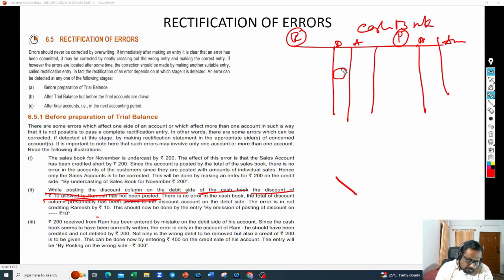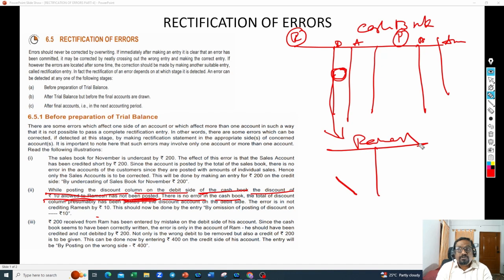The discount of 10 rupees allowed to Ramesh has not been posted. There is no error in the cash book. Sorry, it is entered in the cash book, but it has been forgotten to post. In the cash book it is posted correctly. That is what he is saying. 10 rupees has not been posted. Posted where? It is not posted in Ramesh account. That is what he is trying to say. So when I prepare the Ramesh account, what entry am I supposed to post? By cash, by discount. This is how I need to post an entry.